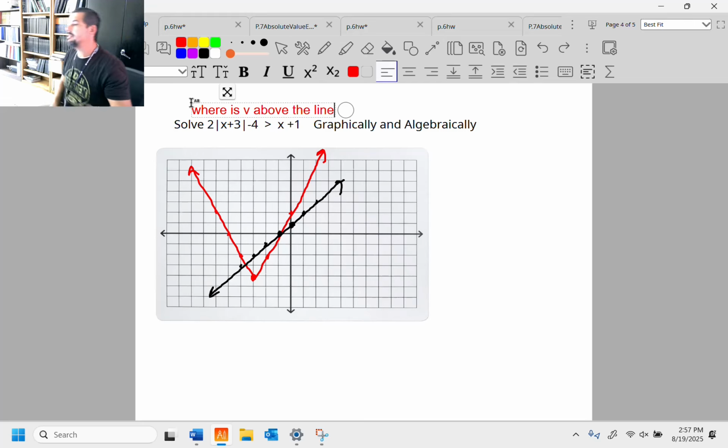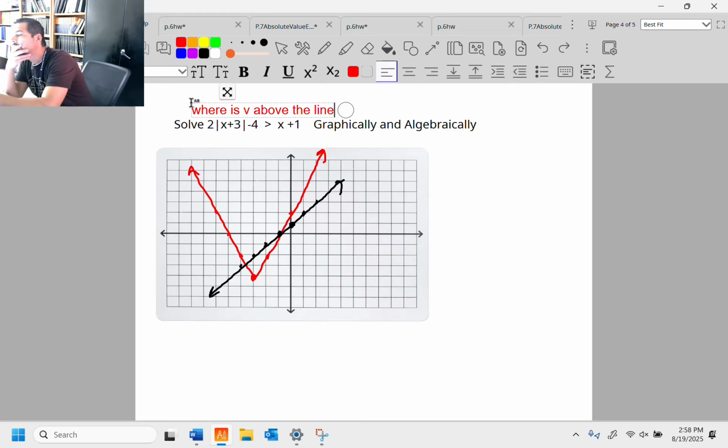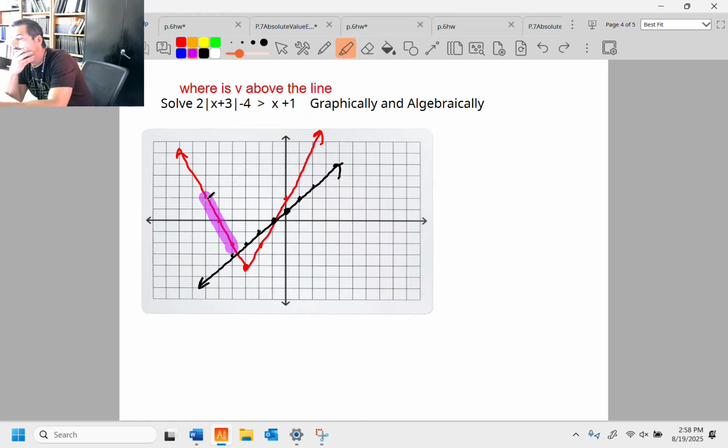Now the v is above the line here and here. And I don't know the exact coordinates of that intersection. It looks like it might be, it's like -3.5. This one's a giver. That's a 1, right? Have a greater than symbol. So let's see what the algebra says.